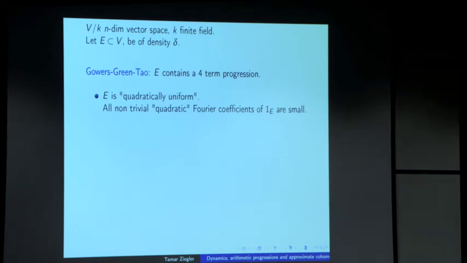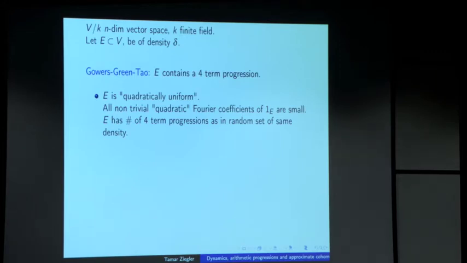Either my set is quadratically uniform, so all my quadratic Fourier coefficients are small, and I include the linear ones as well, so all my degree smaller than 2 Fourier coefficients are small, whatever this means. I didn't write that in well, maybe I'll write that later. Or, in which case E has the number of 4-term progressions as one would expect in a random set, same as tossing a coin.